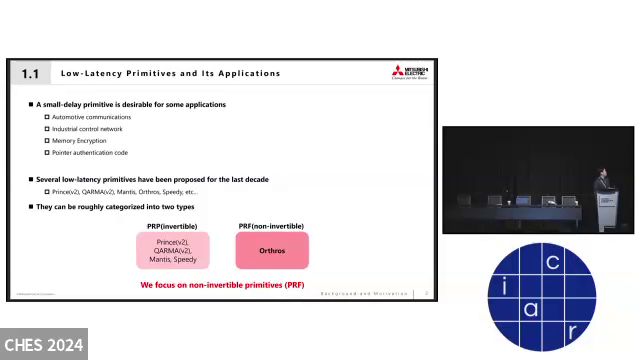These low latency primitives can be roughly categorized into 2 types. The first one is PRP, invertible primitives, and the other one is PRF, non-invertible primitives. And Orthros is the only primitive which can be categorized as a PRF. So in this work, we focus on non-invertible primitives, PRF.